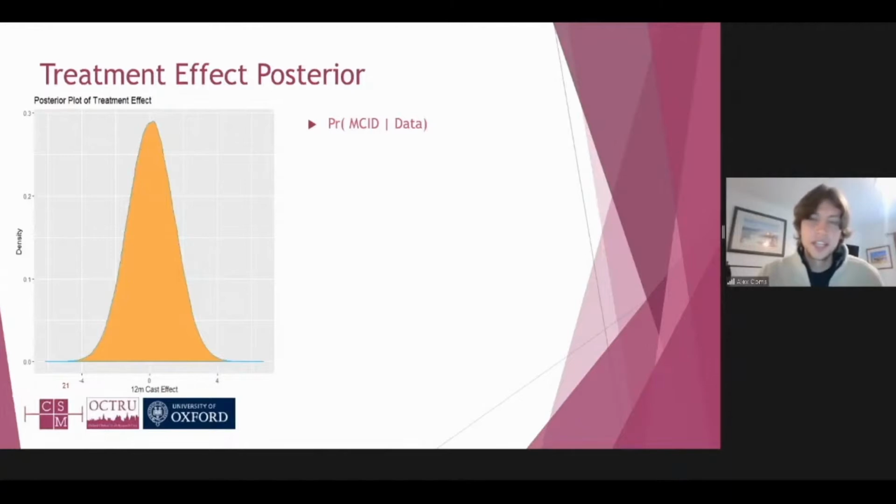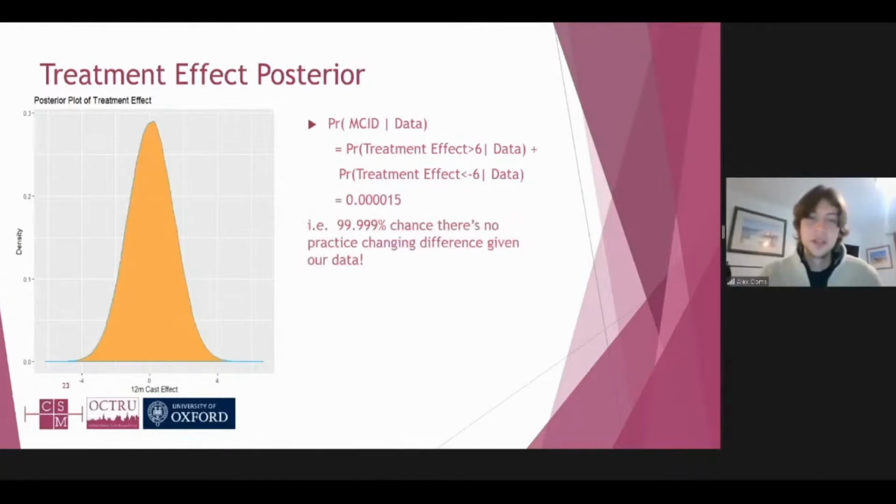So remember, the MCID we said was a 6-point difference. So we find the probability of the treatment effect being greater than 6 or less than -6, because we don't mind which way the treatment effect goes. And then because this is a distribution, we can just sample and find that probability.